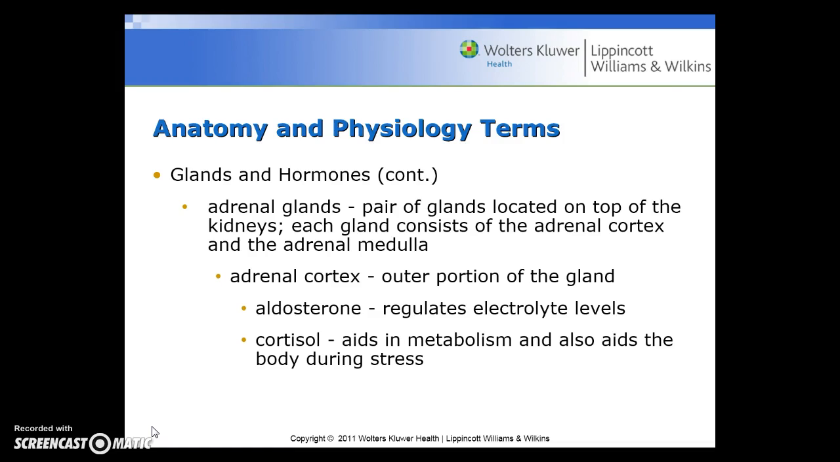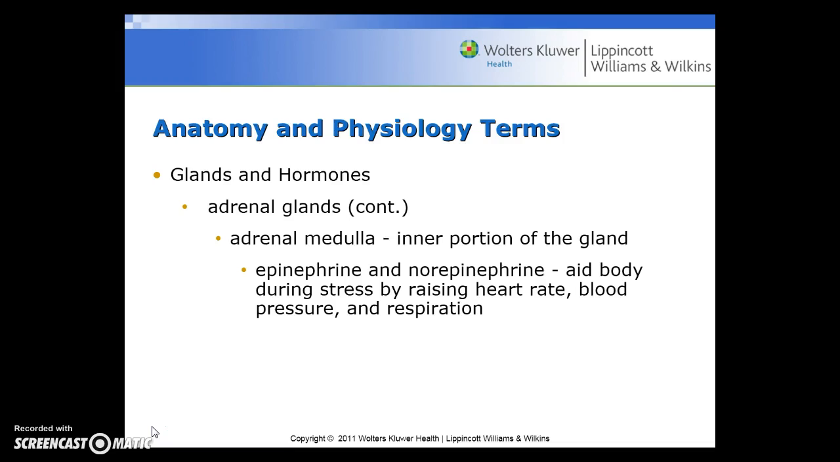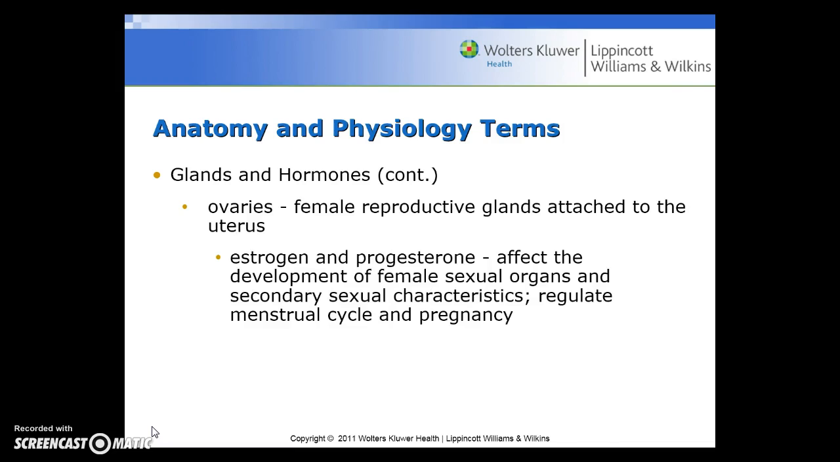The adrenal glands are the pair of glands located on top of the kidneys, and each gland consists of the adrenal cortex and the adrenal medulla. The adrenal cortex is the outer portion of the gland. Aldosterone is the hormone that regulates electrolyte levels, and cortisol is the hormone that aids in metabolism and also aids the body during stress. Additionally, in the adrenal medulla, the inner portion of the gland, epinephrine and norepinephrine are secreted, and they aid the body during stress by raising heart rate, blood pressure, and respiration.